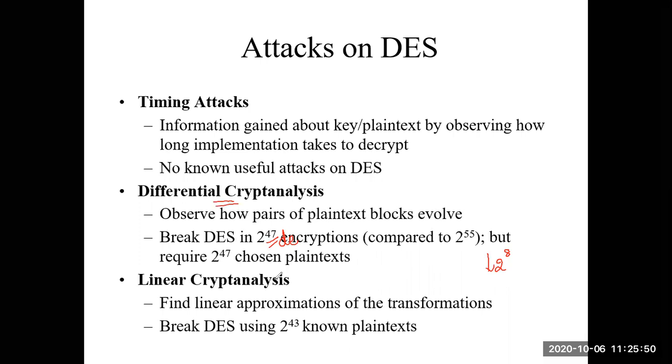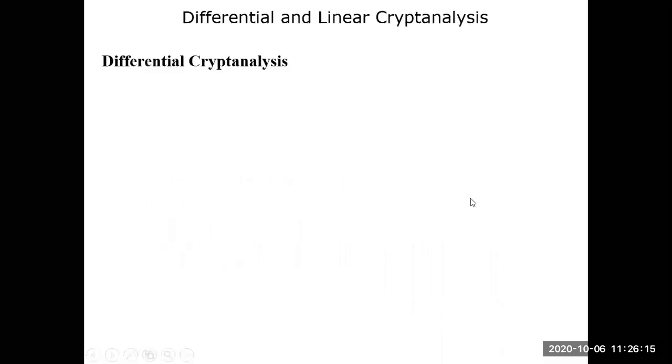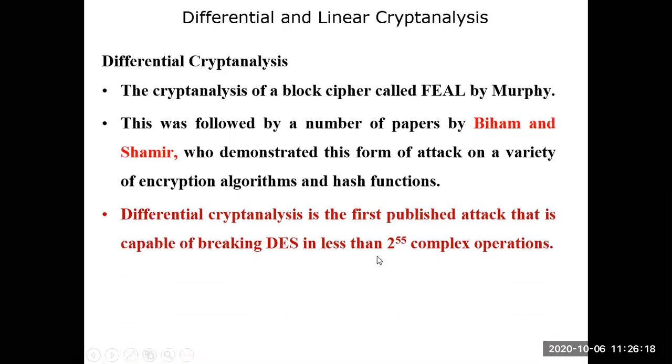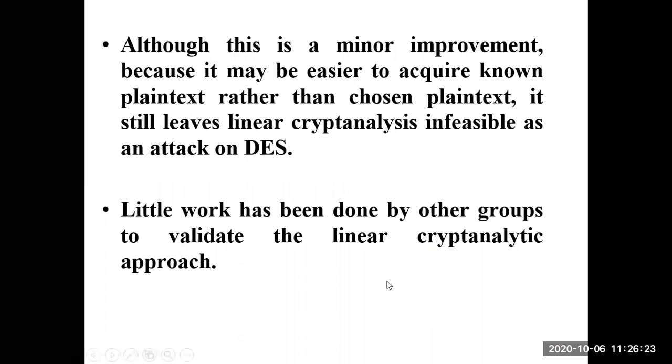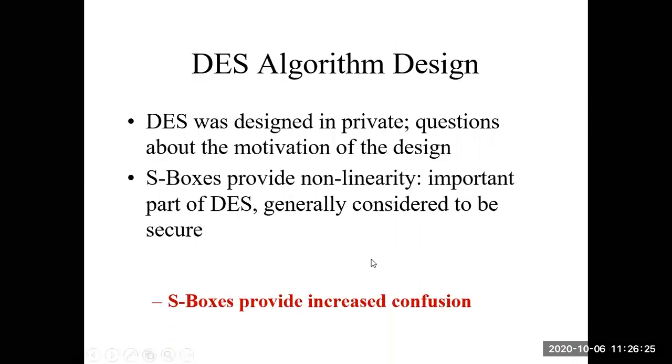And if we do linear cryptanalysis, we'll find linear approximations for the transformations. With that, they have shown that it is possible to do the decryption with 2 to the power of 43 known plain text blocks. If you have 2 power 43 known plain text blocks, you will be able to do it. I think you can read through this. It's all simple text, so whatever I have, I have to tell you the same thing.